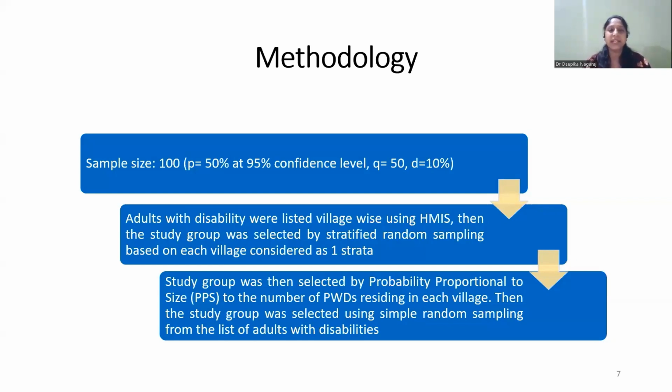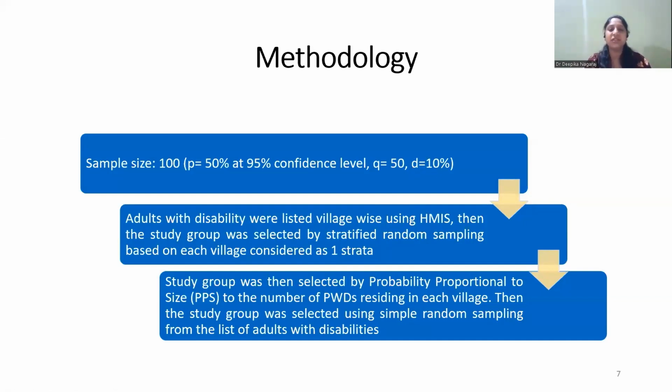First, the adults with disability were listed village-wise using HMIS. Then the study group was selected by stratified random sampling, with each village considered as one stratum. Then the study group was selected by probability proportional to size, based on the number of persons with disabilities residing in each village.